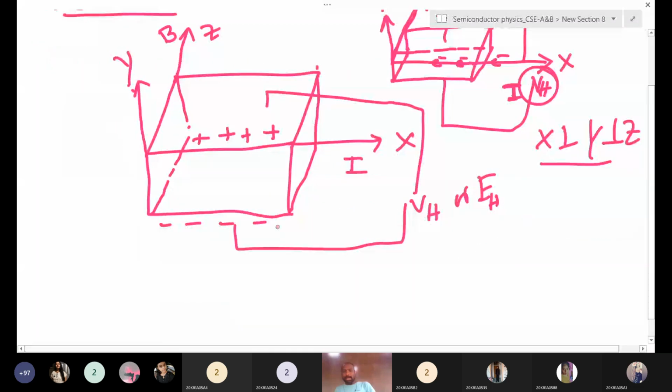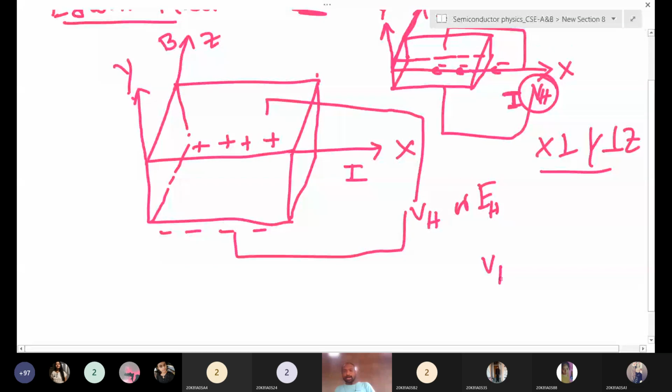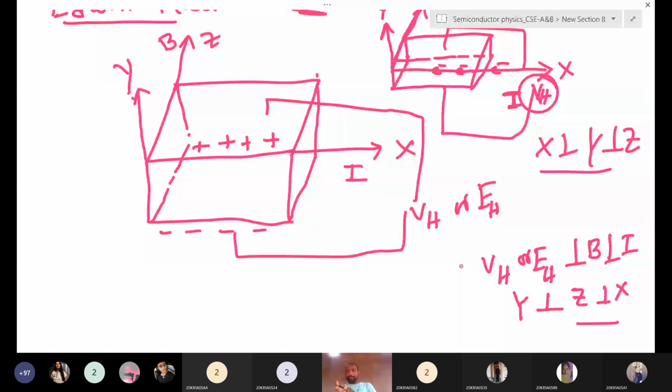This Hall field or Hall voltage is perpendicular to the magnetic field and also perpendicular to the current. In the XYZ directions, the Hall voltage is developing along the Y direction, the magnetic field we applied along the Z direction, and the current is flowing along the X direction. So the Hall voltage or Hall field, the magnetic field, and the current are completely perpendicular to each other. The Hall effect can be observed in a semiconductor material, and in metal also.